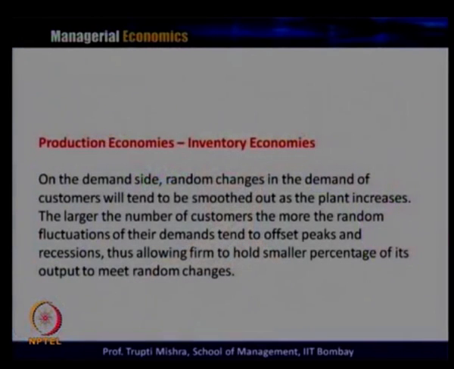Now, what happens on the demand side? Random changes in the demand of customers will tend to be smoothed out as the plant increases. So, random changes in the supply can be taken from the stock of the raw materials, and on the demand side, random change in the demand of the customer will tend to be smoothed out as the plant increases. The larger the number of customers, the more random fluctuation of the demand tends to offset the peaks and recession, thus allowing the firm to hold a smaller percentage of its output to meet the random changes.